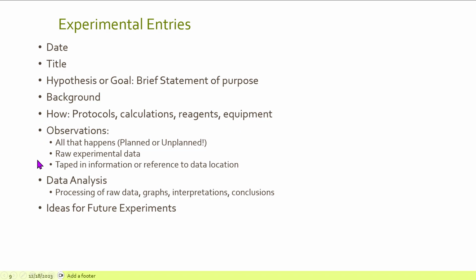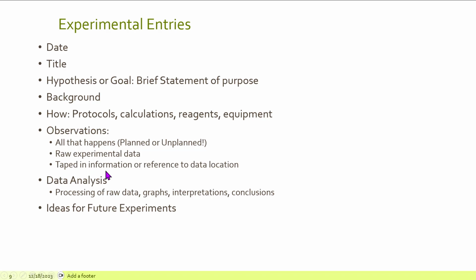So all that happens, whatever you planned or unplanned, always include your raw experimental data. It always has to go in there. So if you're collecting a lot of data points, say by spectrophotometry or something like that, you want to have a table that has all of that raw data in there. Don't just put in a graph and not show the data that you used to create the graph.